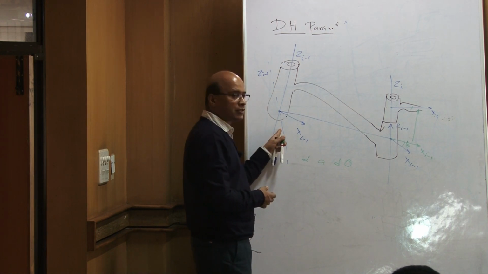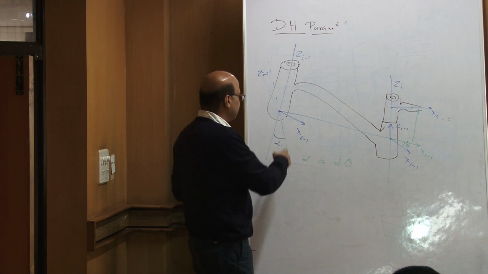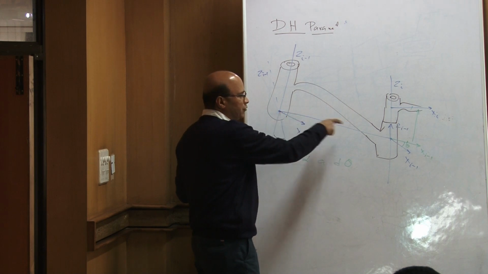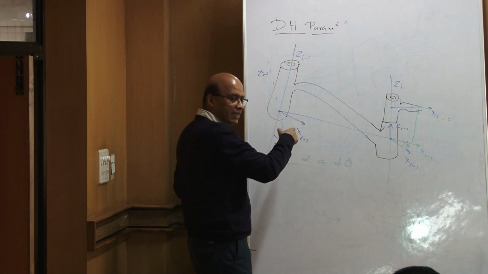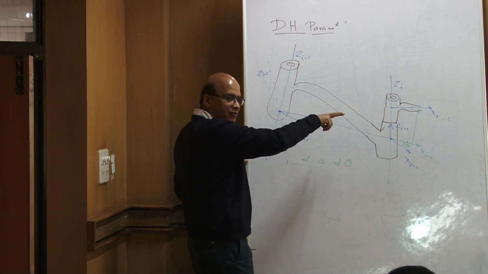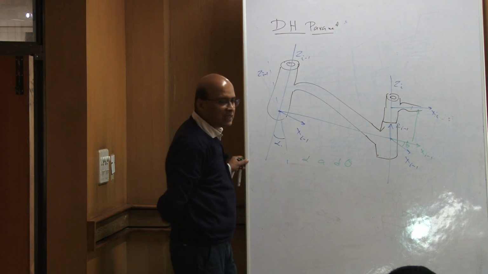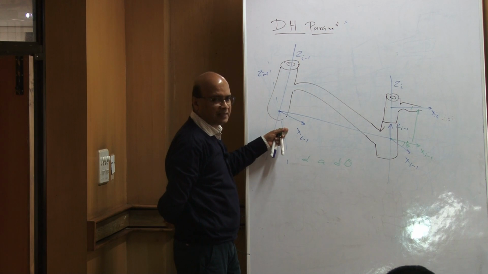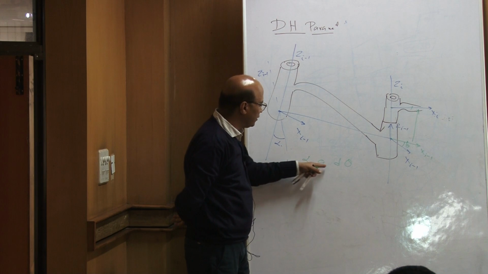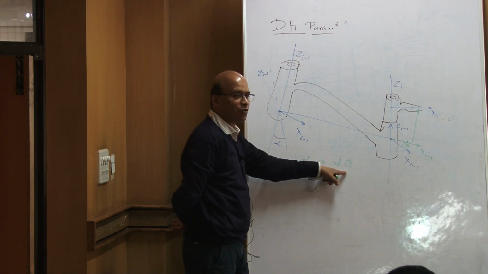Z is always the axis of rotation. In this, x is the shortest distance between the z's. They are not parallel, so you can take it in any direction. Right? Only when they are parallel can you take the shortest distance, not otherwise. This is a generalized case. This is a general case. This is a very general case. So at most, you need only 4. You may need less than 4. It's not that you'll need all the 4 all the time.